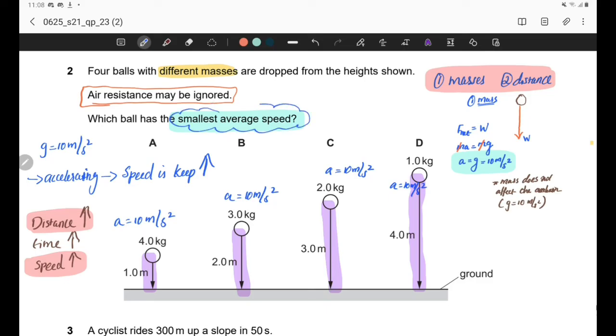In order to find the smallest average speed, we can understand that the ball which travels the smallest distance will have less average speed. So by looking at the options, we can see that the ball in option A is traveling less distance, so less time to accelerate. Therefore the correct answer is option A.